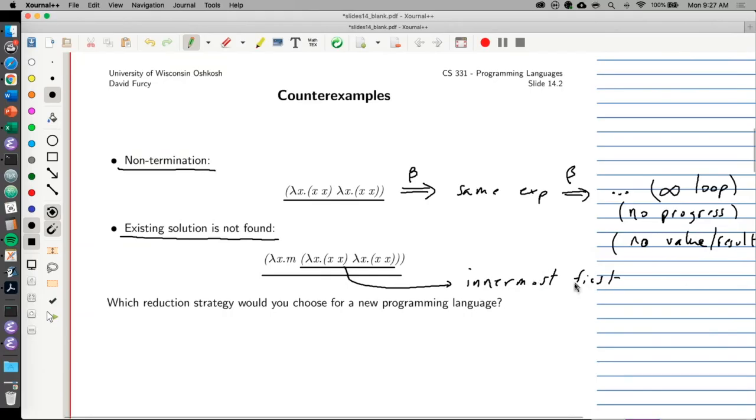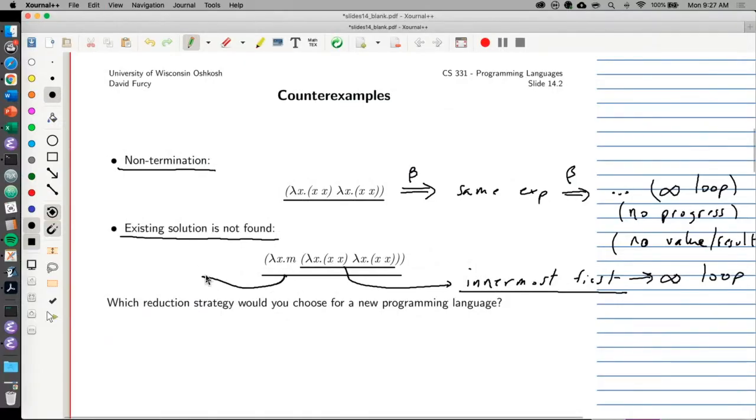So everybody agrees that if I pick this strategy, I'm going to get an infinite loop again to reduce this expression. Because if I always pick this one, it always evaluates to itself, so this will never end. So far, so good. So if I pick the innermost strategy, innermost first, I'm going to get in trouble here for this entire expression.